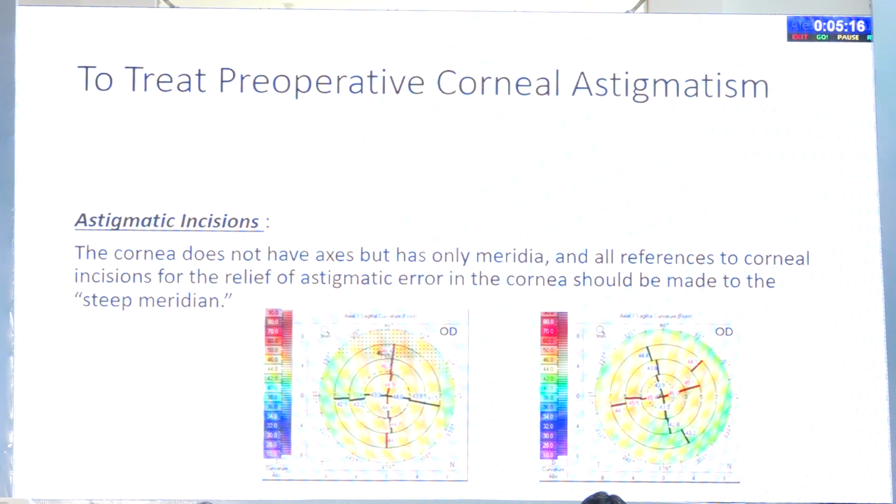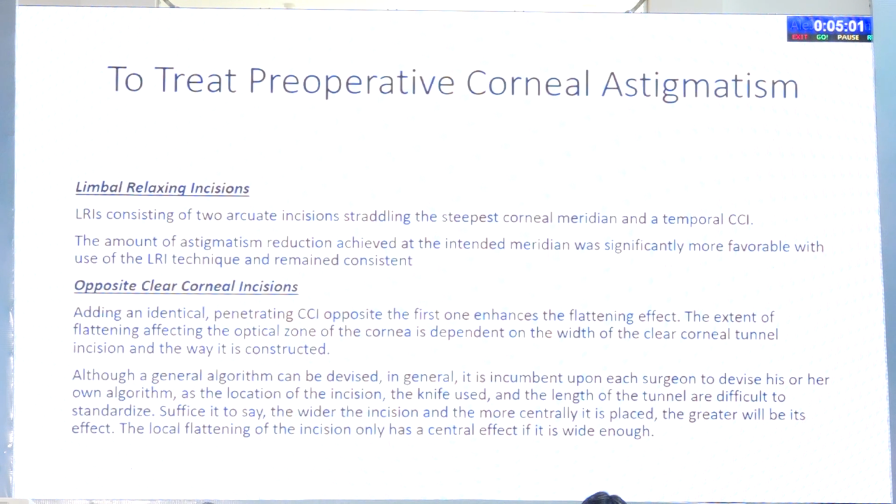Remember, it's just a meridian, and you need to place the incision on the steep meridian. With the current understanding, putting it on the steep meridian, especially when you're operating through a 2.2 mm or 2.4 mm incision temporally, doesn't actually add much to the corneal astigmatism.